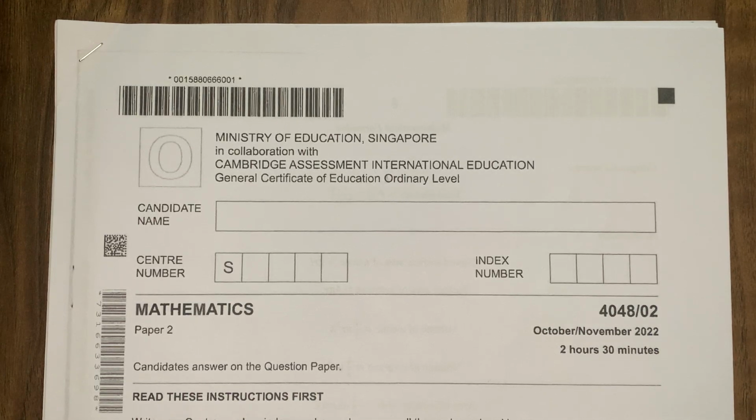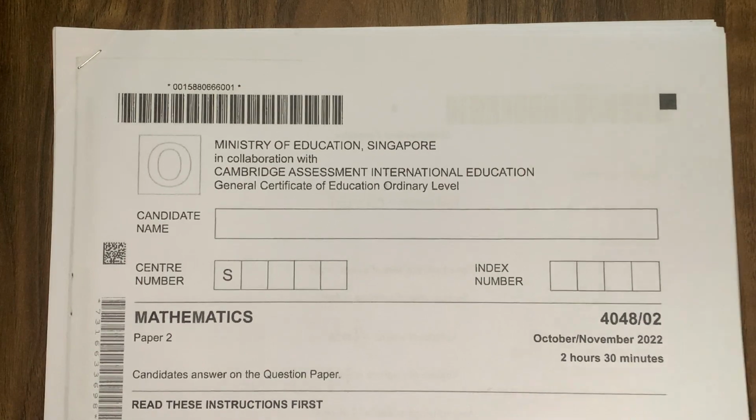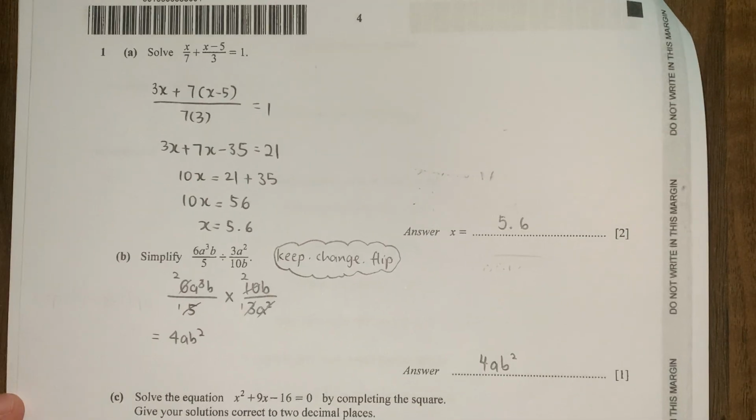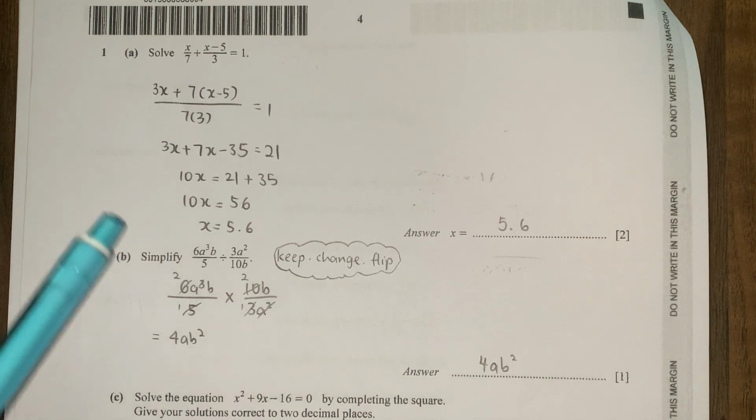In today's video we're going to be doing the O levels 2022. This will be paper 2, so this will be the entire walkthrough, so it's going to be a long video, so let's go. The first question is always going to be a full algebra question. You can see that this is actually quite simple.